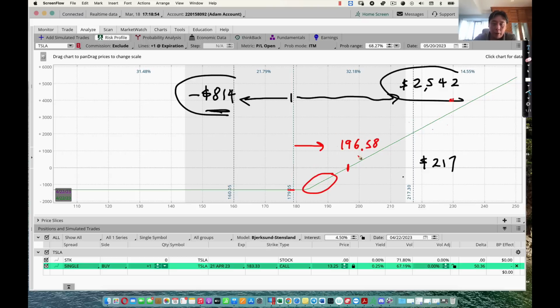Now, to get this break-even price, it's the strike price, which is 183.33, plus the premium that you pay, $13.25. So Tesla has to go up at least $13 before you can break even at expiration. This is the main disadvantage of using call options. If you just buy a call option, you need the price to go up fast enough and significantly enough to make money. If the price goes up a bit or goes up slowly or stays the same, you're going to lose money.